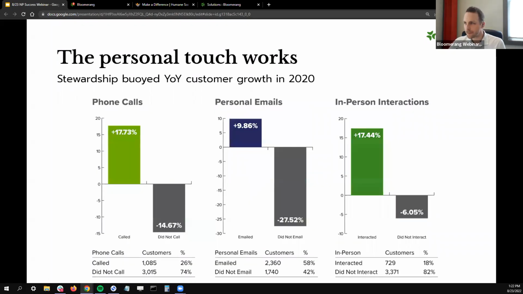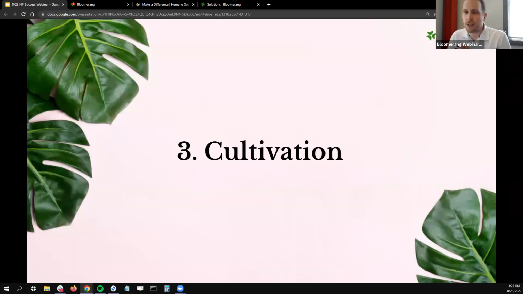So pretty cool. And just as an overall scope for this slide, there's phone calls, personal emails, and in-person interactions. But notice the weight of a phone call. Obviously personal emails work in some sense. We have almost a 10% uptick in retention, but simply calling and leaving a voicemail can have an almost 17, 18% increase in retention. So pretty fascinating.